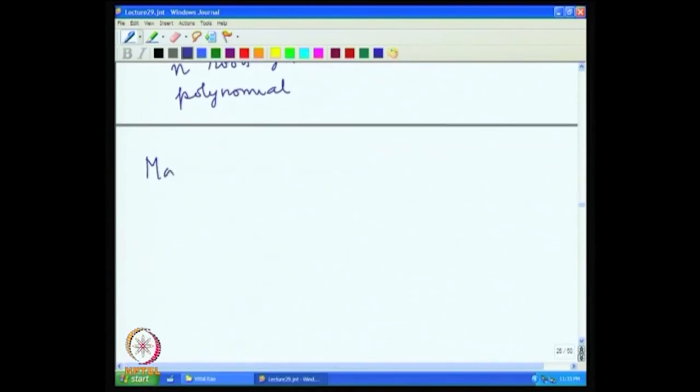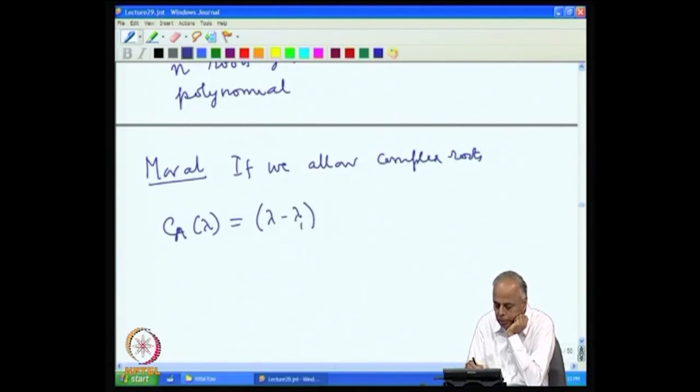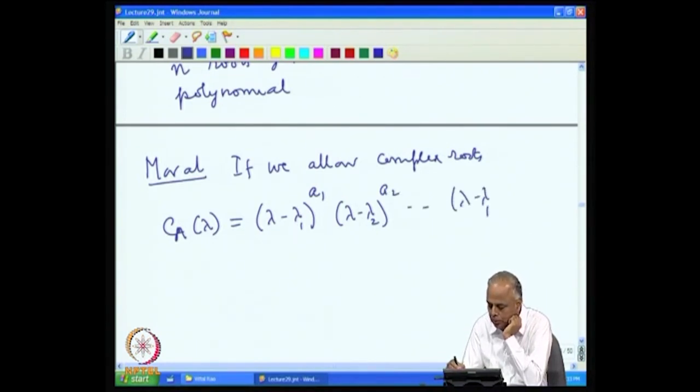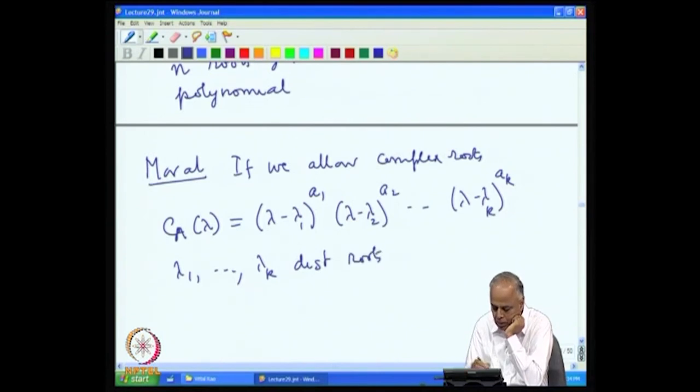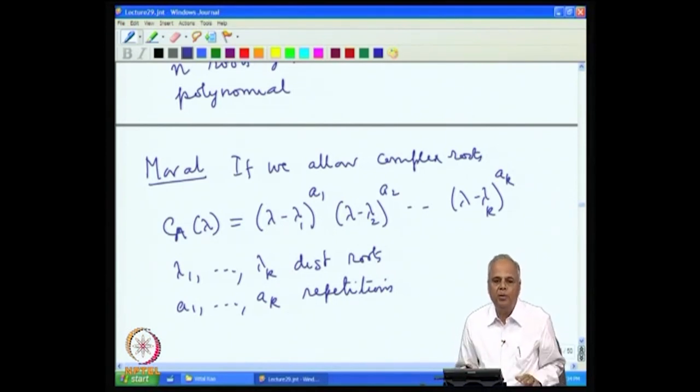So, what is the moral? The moral is, if we allow complex roots, C A lambda can be factored: lambda 1 is a root, maybe it repeats A 1 times, lambda 2 is a root, maybe it repeats A 2 times, lambda k is a root, maybe it repeats A k times, with lambda 1, lambda 2, up to lambda k distinct roots and A 1, A 2, up to A k their repetitions. Thus, in our search for eigenvalues, we have a clear idea now as to where we should look for them. Given the matrix A, construct the characteristic polynomial and look for its roots. Now, knowing about eigenvalues, in the next lecture we shall look at how we go and search for the eigenvectors.